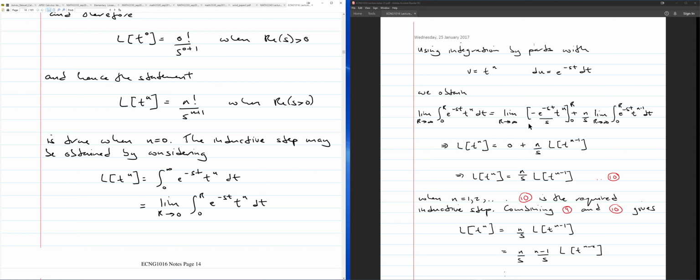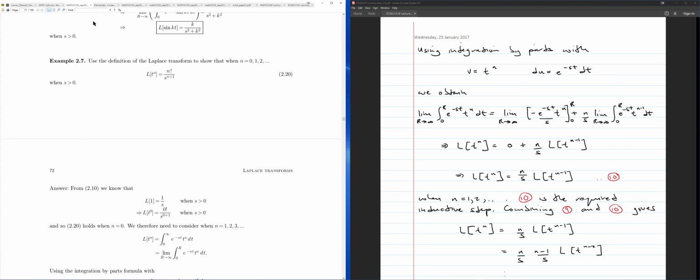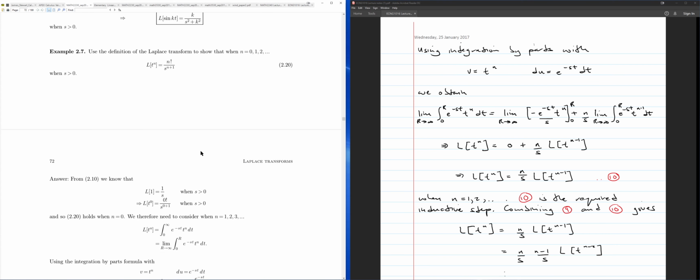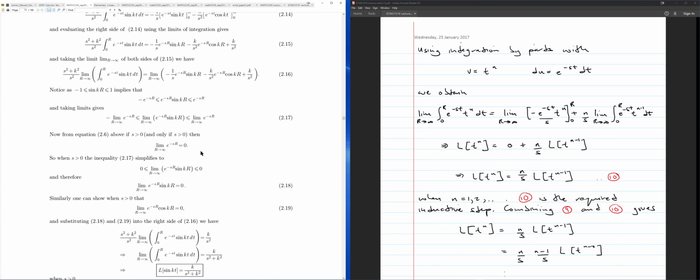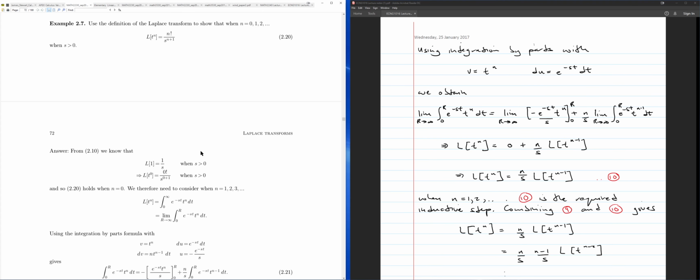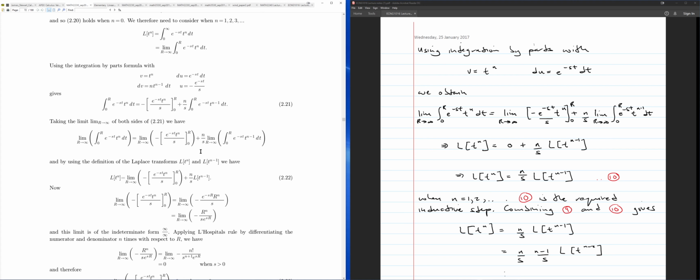What takes a little bit of work over here is that you'd need to justify that this limit over here is in fact equal to 0. Now how you can justify that, this I do in my Math 2230 notes.